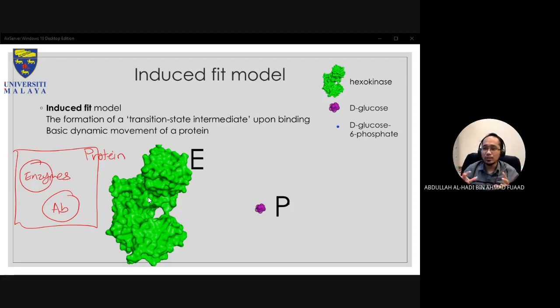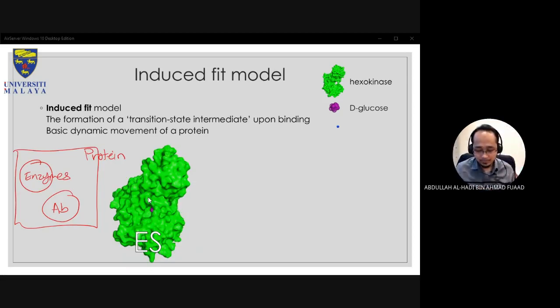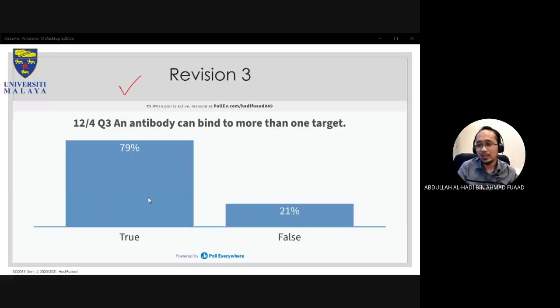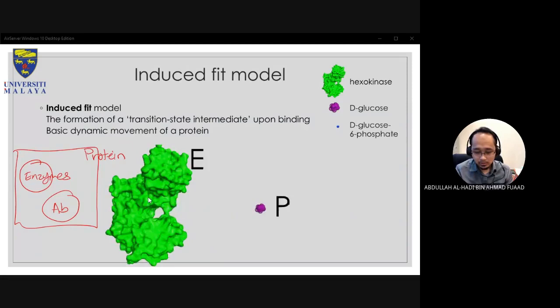Not identical, because an enzyme catalyzes a process, while an antibody does not catalyze any process, not directly anyway. But they have similar function, meaning that they can still move to capture their target. So it is specific, but not specific enough that one antibody will bind only to one target. So you can still have an off-target. So this question is actually true.